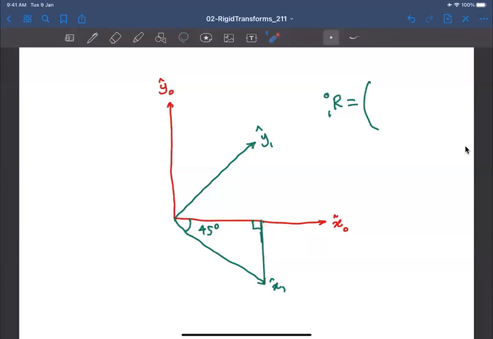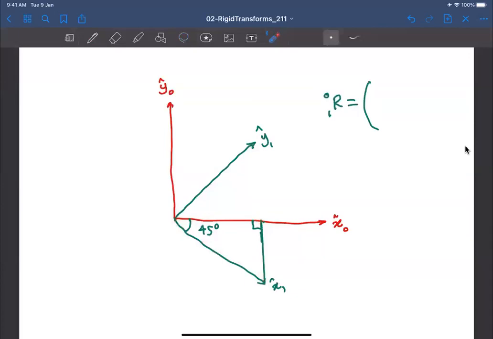So this is a component on x0. So what is the scalar value of this? Basically, it is the hypotenuse multiplied by the cosine of this angle. So it's adjacent, it's basically the hypotenuse times the cosine of the angle gives you the adjacent.